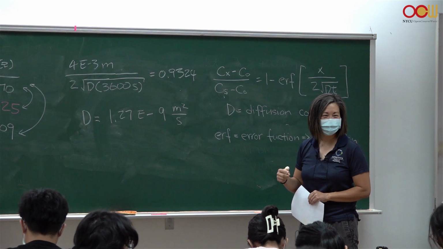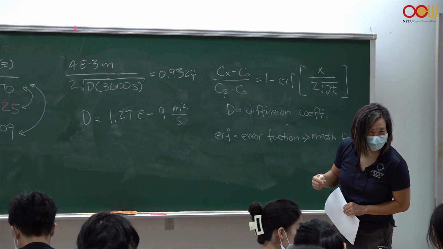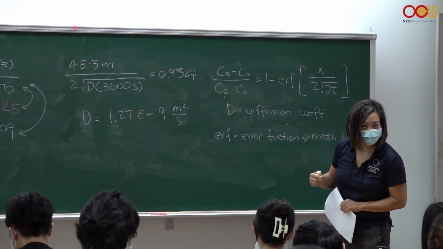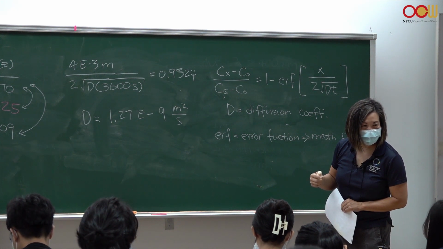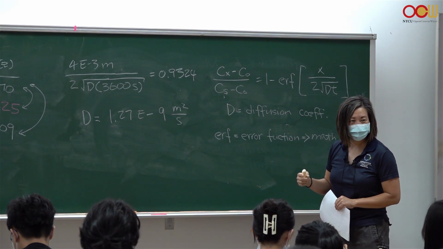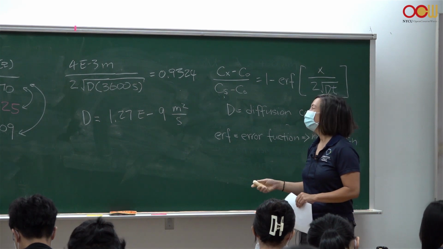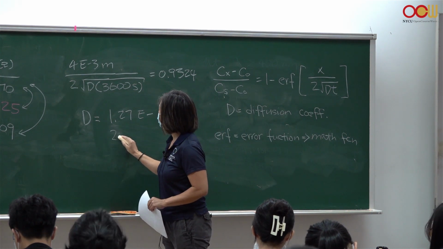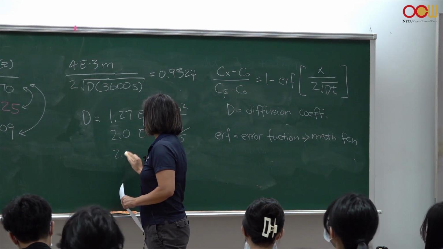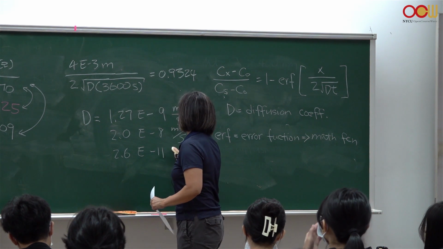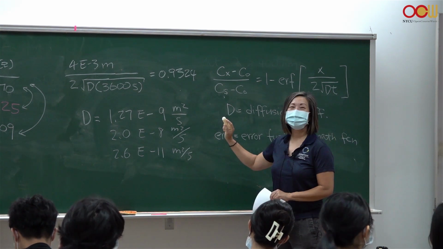Did you get something different? What number did you get? 2.0449. Ooh. 2.0449, and I don't know why it's E minus 8. I got 2.6 times 10 to the -11. So we all need to check our math. I need to check mine too. But it's one of these.